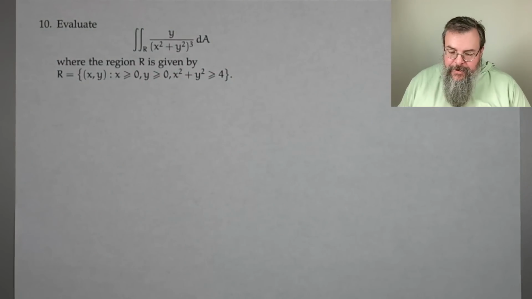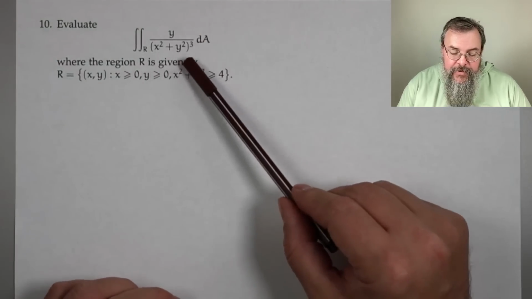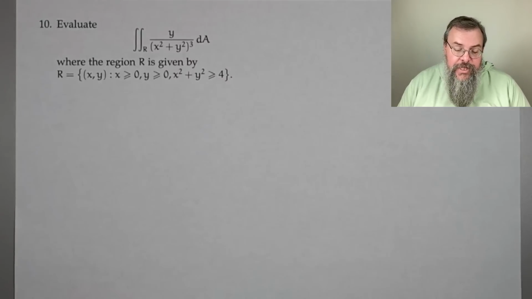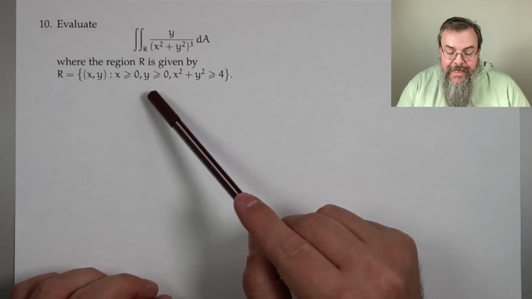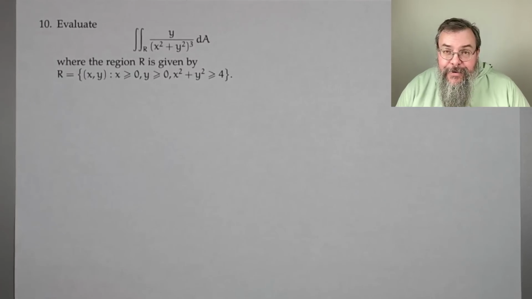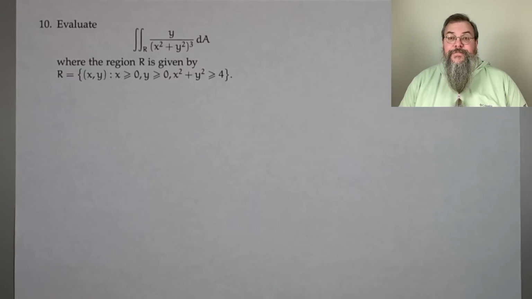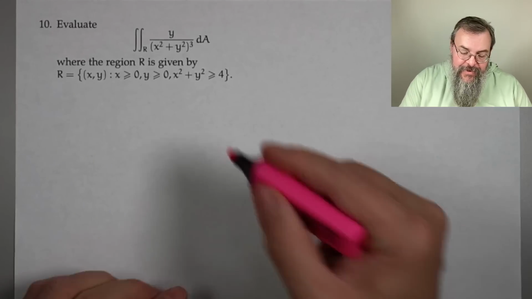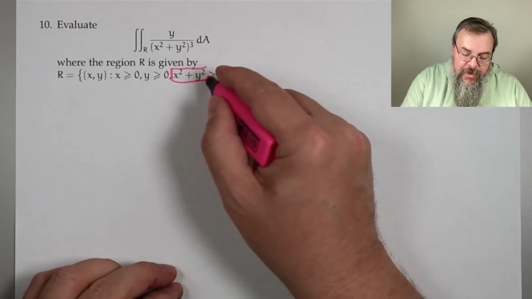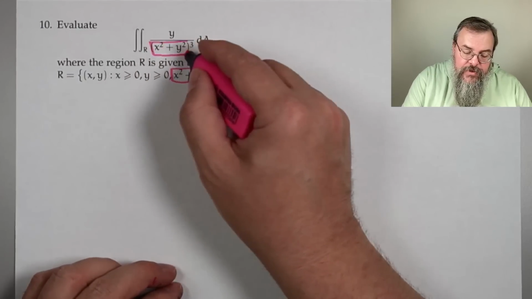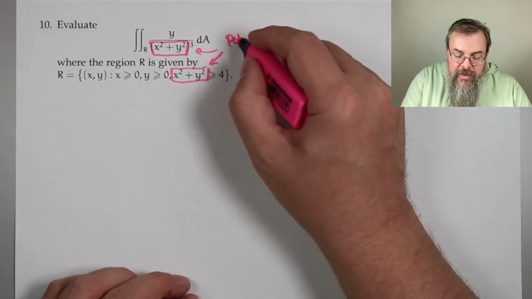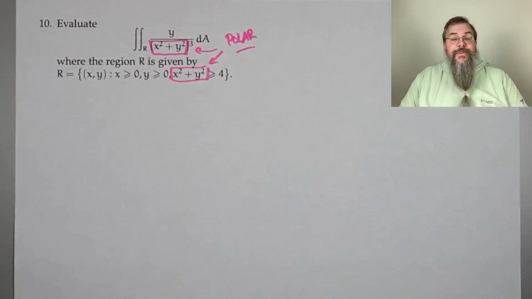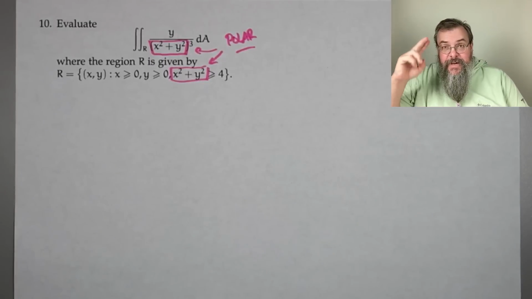Evaluate the double integral over a region of y over (x squared plus y squared) cubed dA, where the region R is given by all x and y, where both x and y are positive, and x squared plus y squared is greater than or equal to 4. All right. Now, can we just pause and say, we're very suspicious about this integral, given that we see x squared plus y squared showing up in our bounds, x squared plus y squared showing up in our integral. So much x squared plus y squared, this is making us think polar. So this is almost surely going to be a polar integral. So that's going to be our mindset.